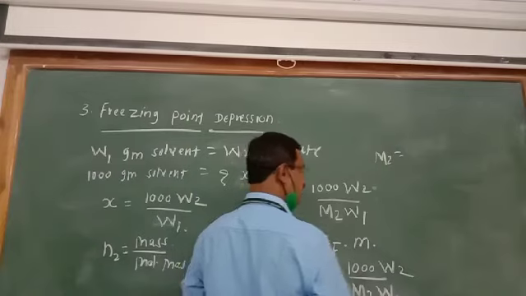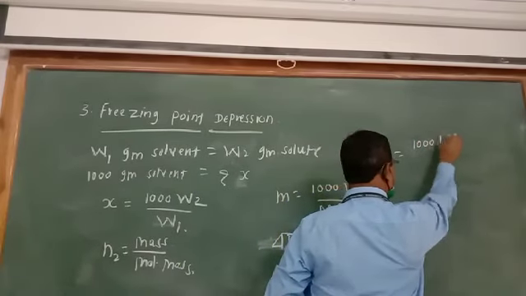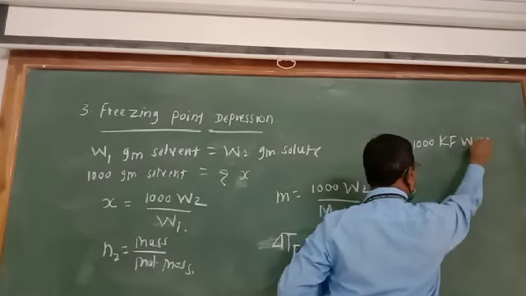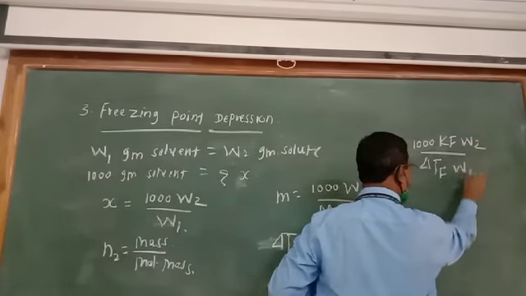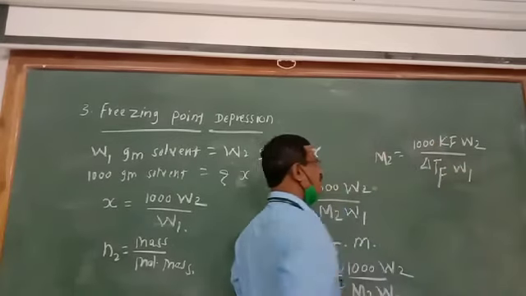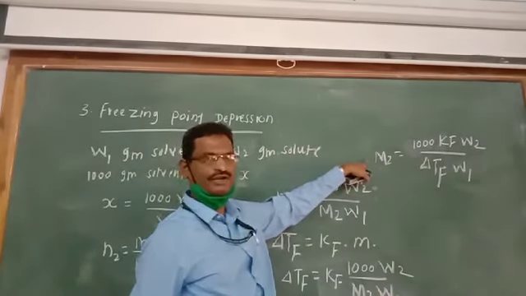So what is that final equation? M2 will be equal to 1000 Kf W2 divided by delta Tf W1. Using this equation we can calculate the molar mass of solute, which is the final aim of this colligative property.